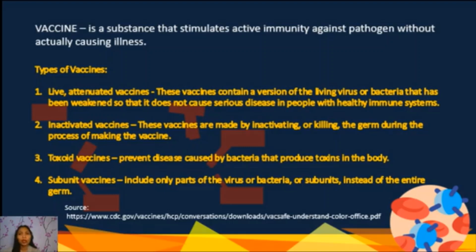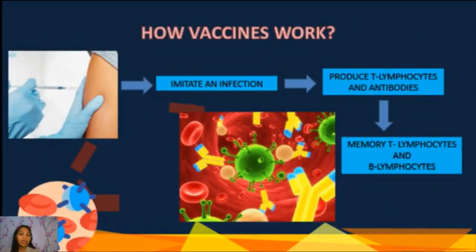So question, how do these vaccines work? Vaccines help develop immunity by imitating the infection. This type of infection, however, almost never causes illness, but it does cause the immune system to produce T lymphocytes and antibodies. Sometimes after getting a vaccine, the imitation infection can cause minor symptoms such as fever. Such minor symptoms are normal and should be expected as the body builds immunity.